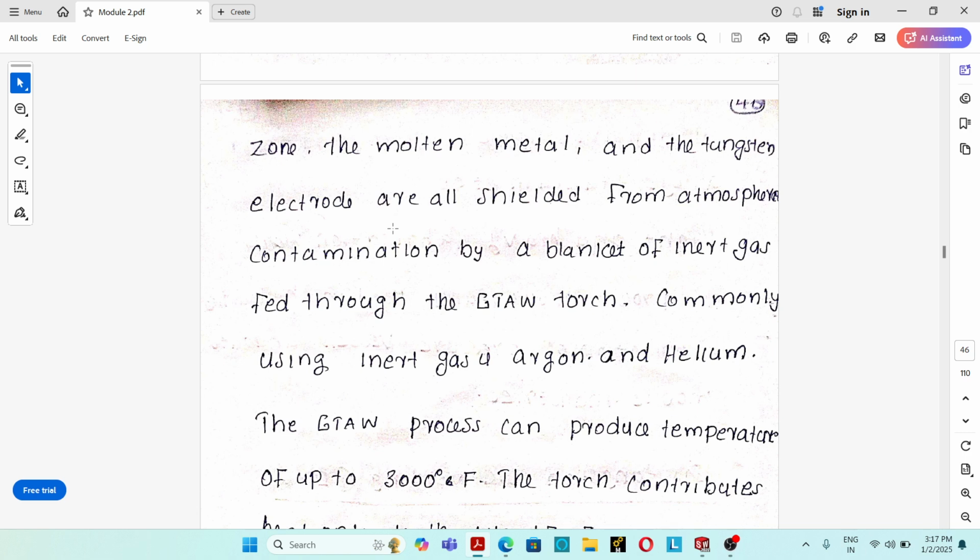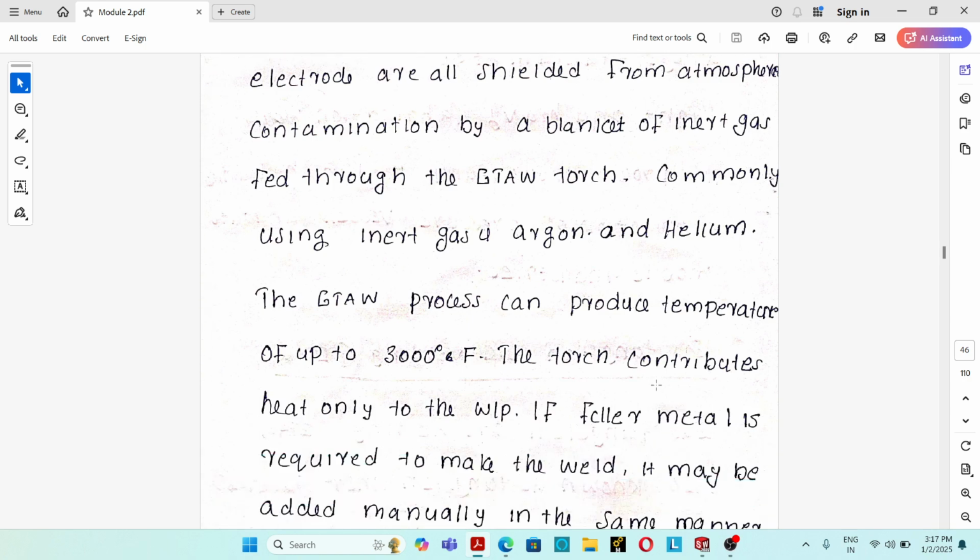The commonly used inert gases are argon and helium. Argon and helium are the commonly used inert gases in the TIG welding process. Hydrogen is also mixed with argon and helium in order to enhance the travel speed. For enhancing the travel speed, hydrogen gas is mixed with the argon and helium gases. This TIG welding process produces a temperature of up to 3000 Fahrenheit.